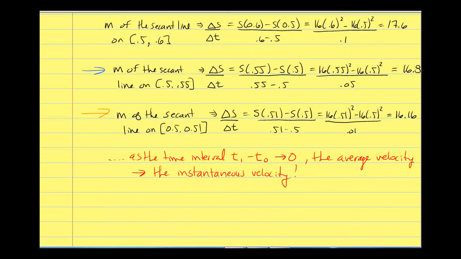Another way we could write this is: as delta t gets closer and closer to zero, the average velocity approaches the instantaneous velocity. And this is the big takeaway. This is the huge idea that we want to get out of this lecture.